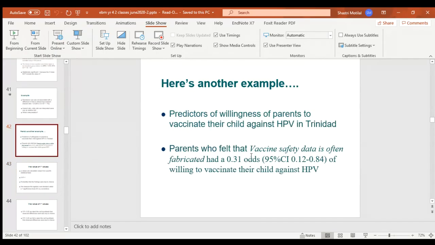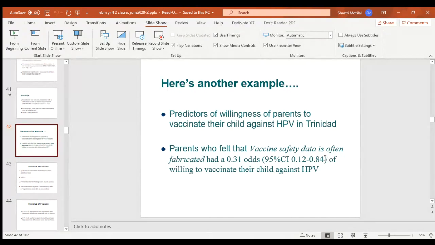This is one I had for some research I did with my year 2 medical students. These would be guys from your class. It was looking at predictors of parents' willingness to vaccinate their children. We presented this on Research Day, and this was one of the findings. Parents who felt that vaccine safety data is often fabricated had 0.3 odds, 95% confidence interval 0.12 to 0.84, of willingness to vaccinate their children.